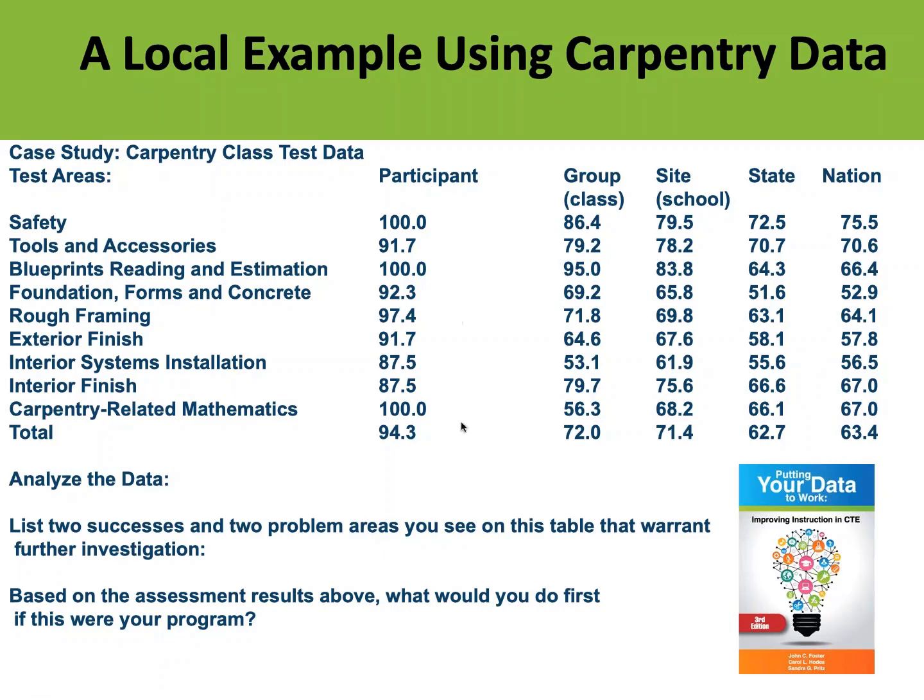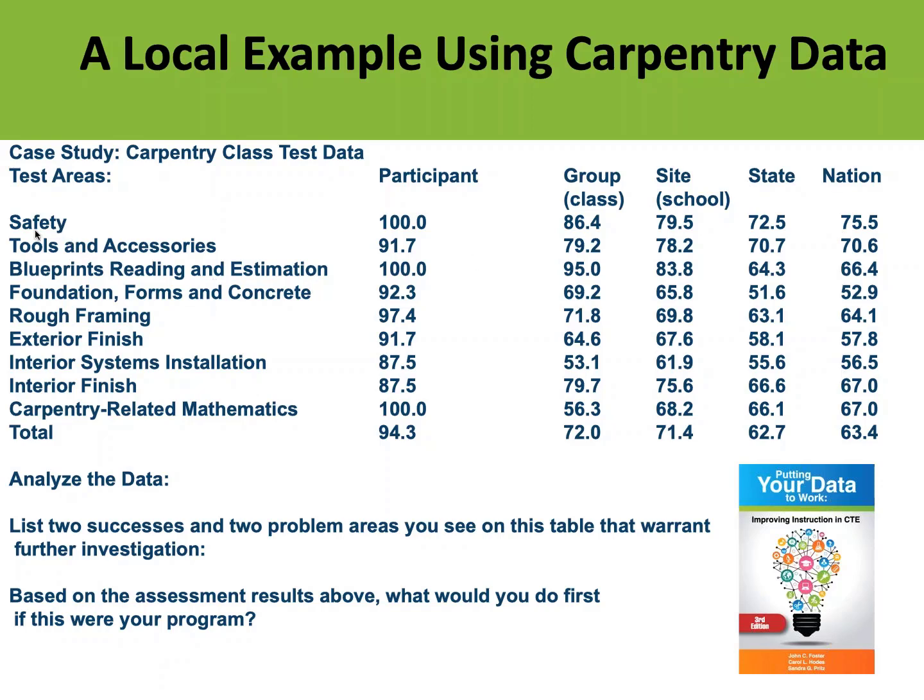This first column is a single participant in the carpentry class, and we're not going to dwell on that information right now. This next column is a group of data, so it could be a class. This next column is the school itself or the college itself, and it's a listing of the number of, in this case, carpentry programs in that particular site. This next column, of course, is the average of the programs in the state, and this next column is the average of the programs across the nation.